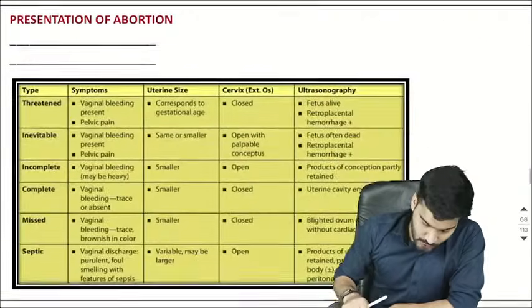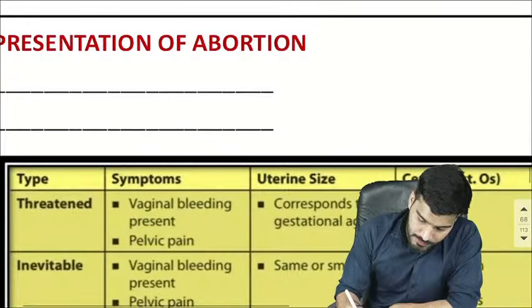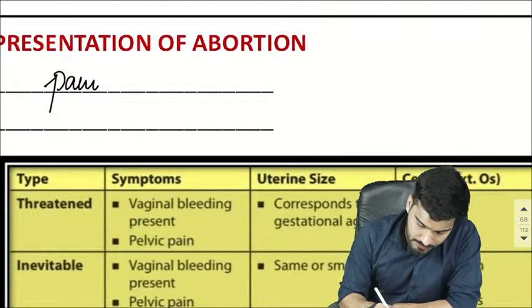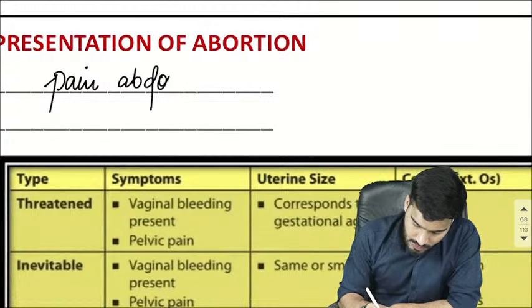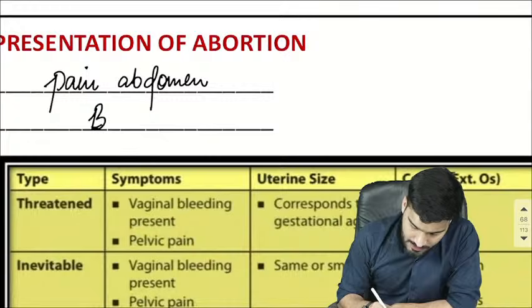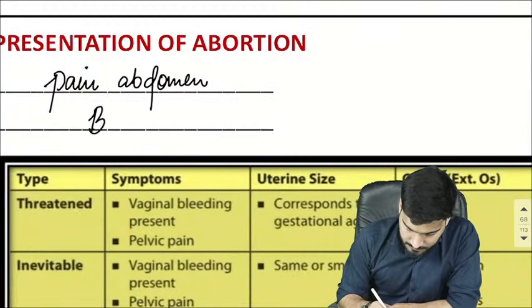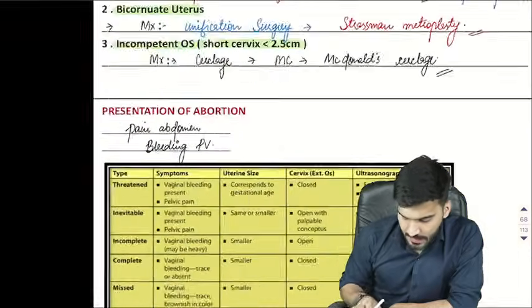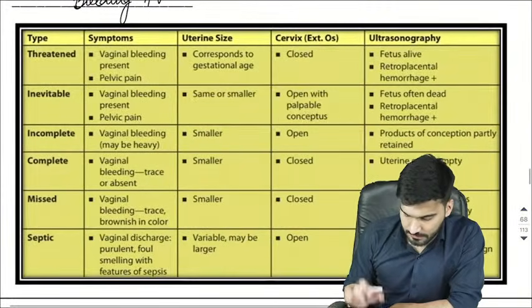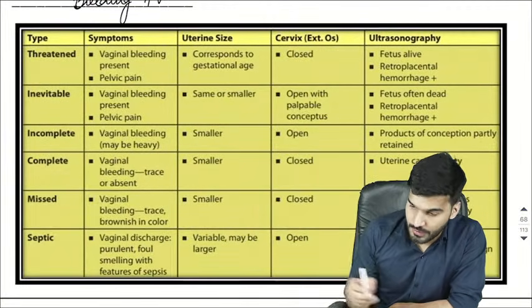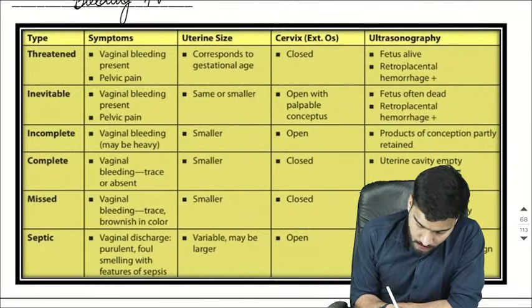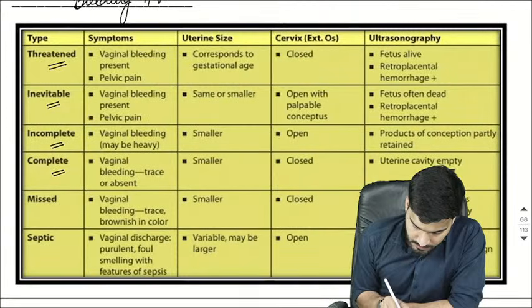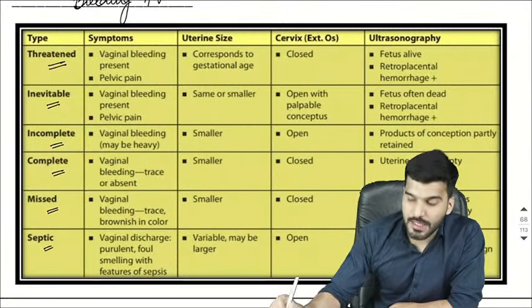Now, the presentation of abortion. The patient always complains of what? Pain abdomen and bleeding per vaginum. Now we have different types of abortion. First, we have threatened abortion. Then we have inevitable, incomplete, complete, missed and septic abortion.